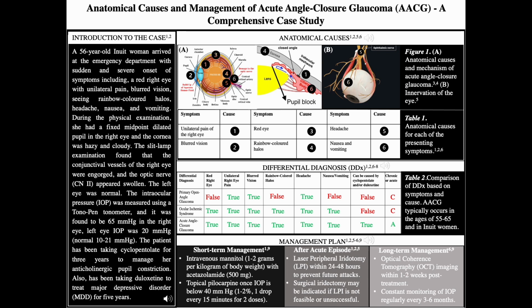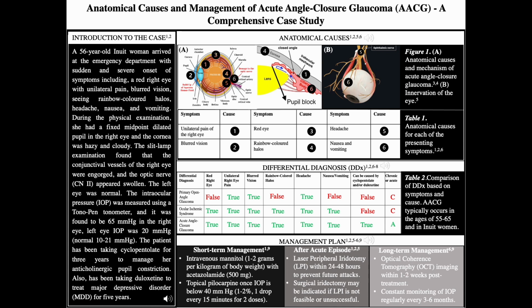Using a slit-lamp examination, they found that the conjunctival vessels of the right eye were engorged, and the optic nerve was swollen in the right eye. The left eye appeared normal. The intraocular pressure was elevated in the right eye, at 65 millimeters of mercury, and for the left eye it was normal, at 20 millimeters of mercury. The patient has been taking cyclopentolate for 3 years and also duloxetine for 5 years.